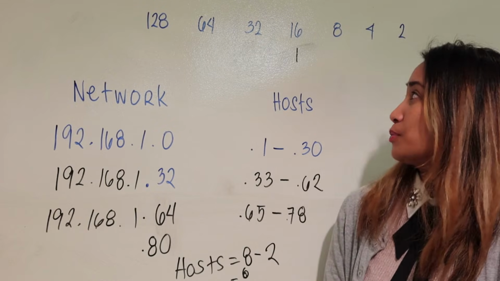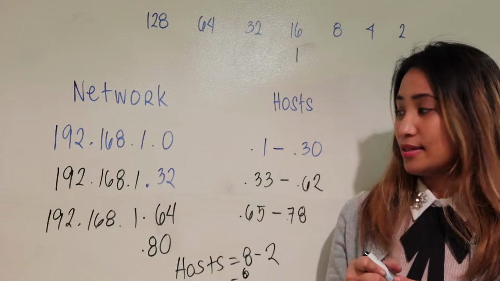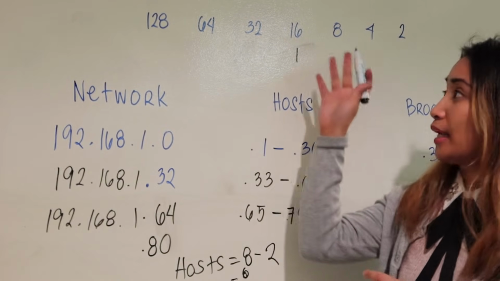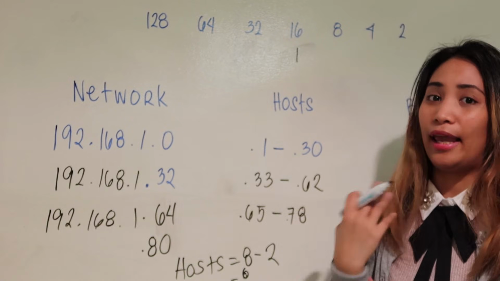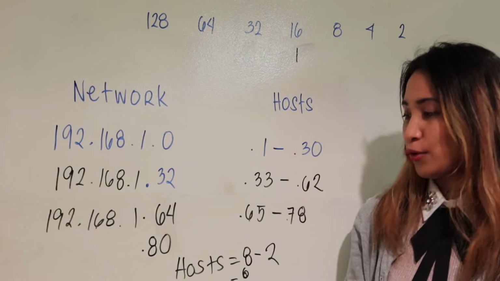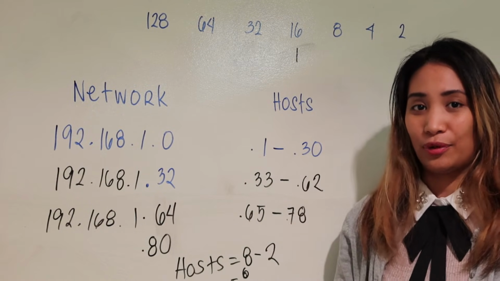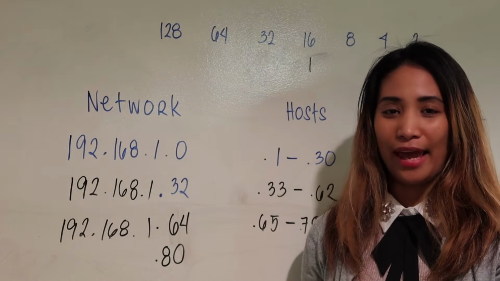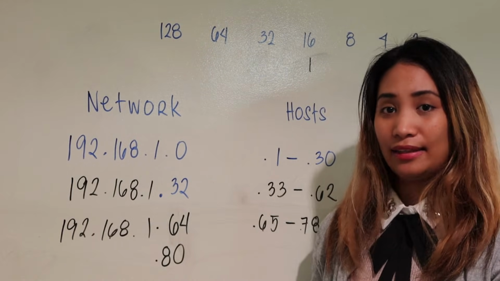So we have to move on to the next block size that can accommodate this, and that is going to be 16. 16 is just right. It can accommodate 8 or more hosts. So let us subnet using the 16 increment this time for the next network.